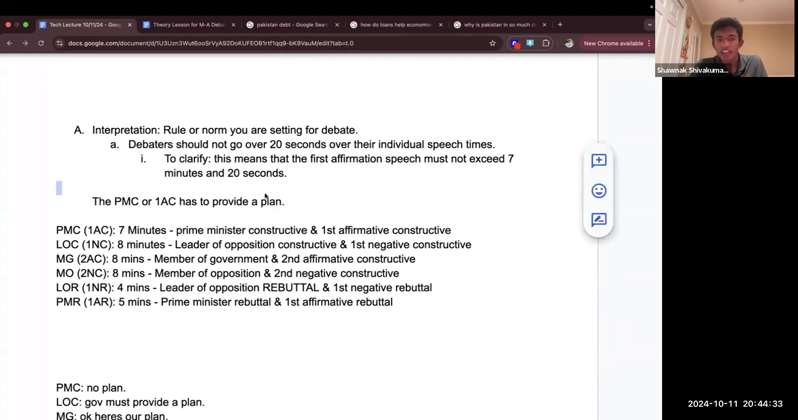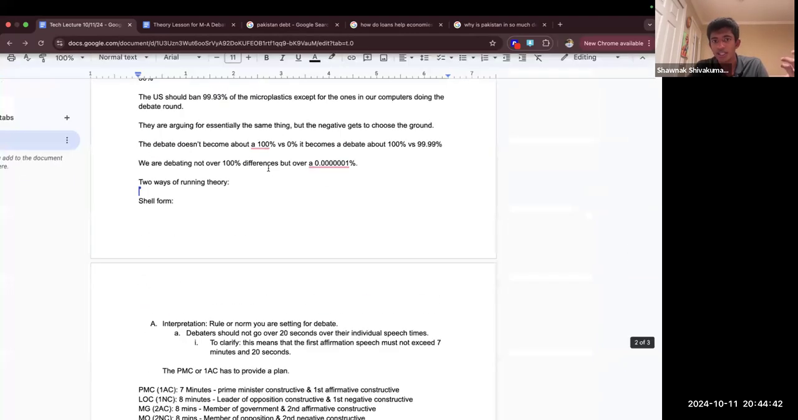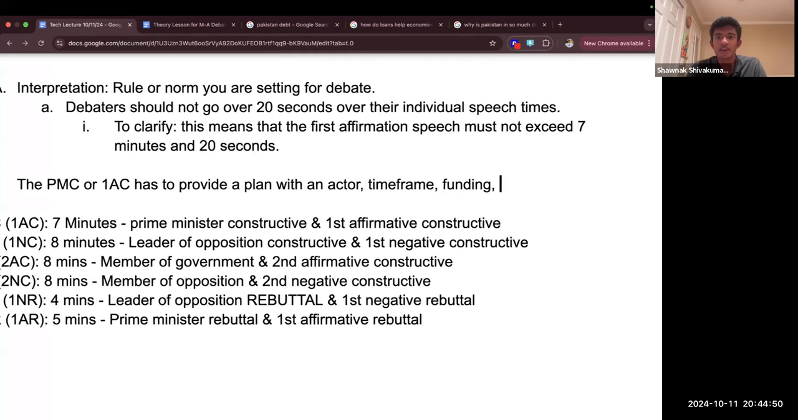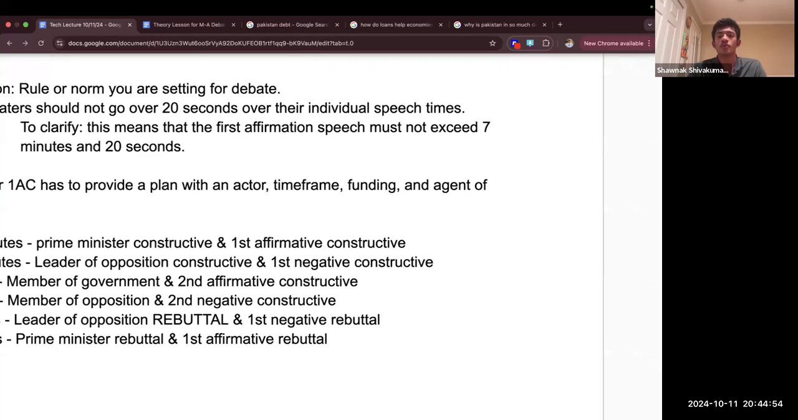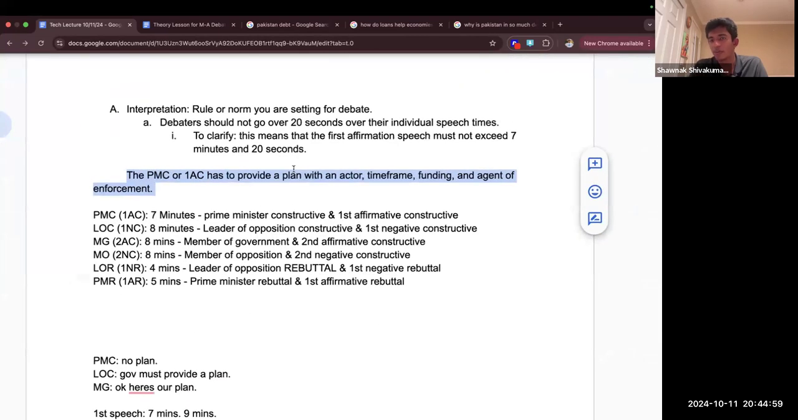So the PMC or the 1AC has part of a plan. There's still some problems with this. What's part of a plan? Oh, my plan is that I'm going to go and do the resolution. Well, that's not very specific. Okay, you have to write a plan with an actor, time frame, funding, and agent of enforcement. Okay, this is an interpretation.